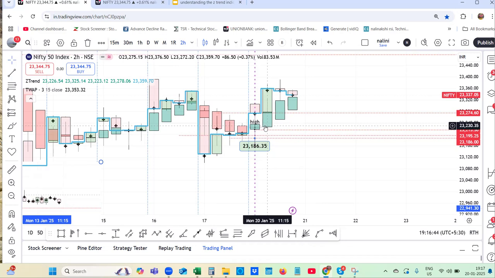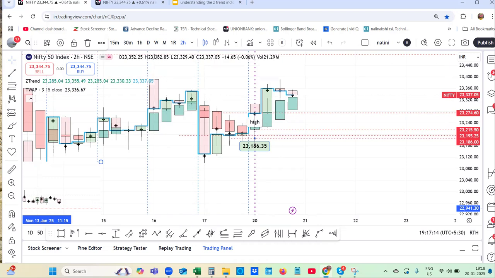The price is 23,359 and TWAP reading you are getting is 23,353. And I'm moving it to the next candle. They are becoming equal. So intraday, there was a dip for that. So the next candle, I am moving it, they are running neck to neck.